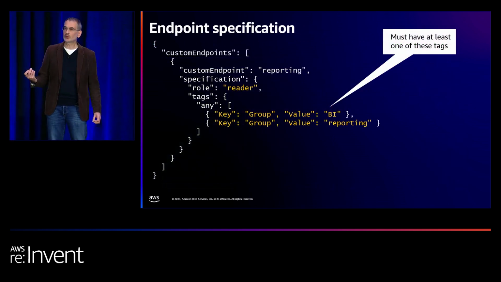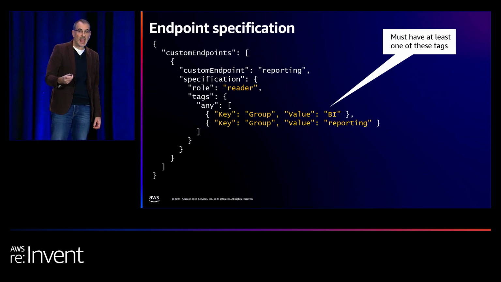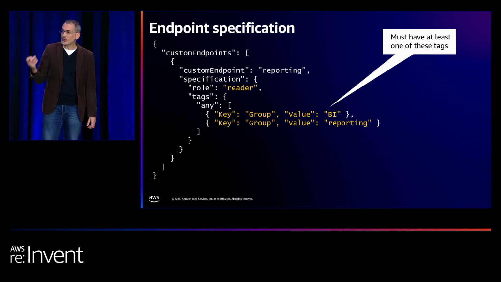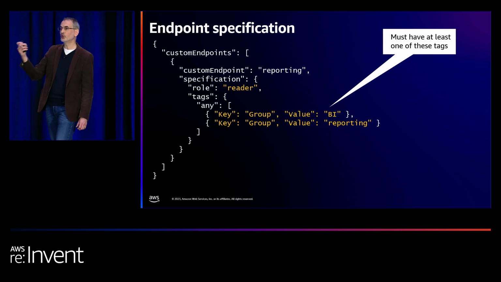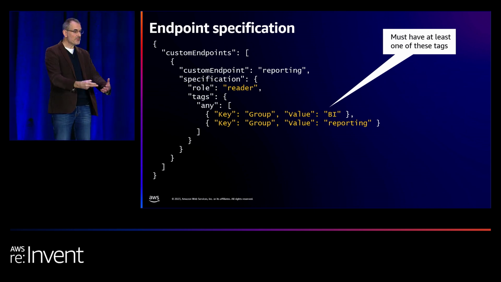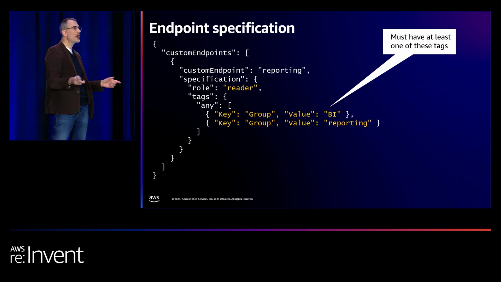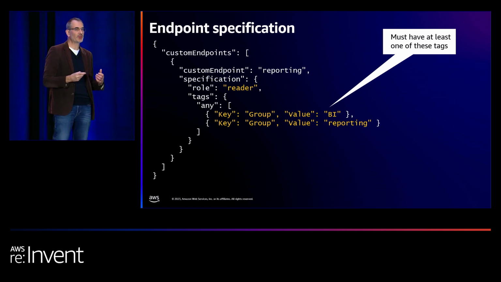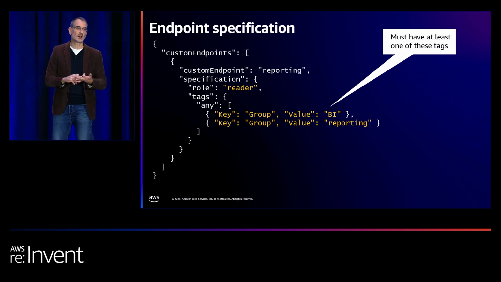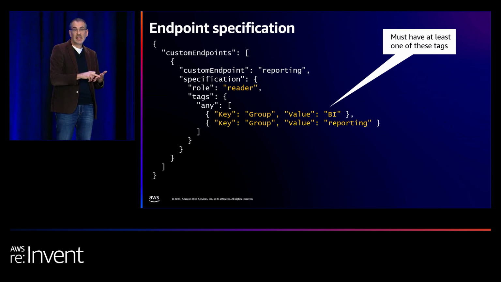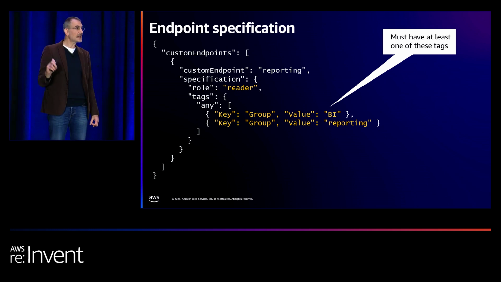So here's an example specification. This is saying that any instance that is in the role of reader and that is tagged either BI or reporting is a member of this particular custom endpoint. Now, there are lots of different ways in which you can specify the membership set. You can use things such as availability zones, instance types, instance sizes, the names of particular instances. But I think the most powerful way of using it is using tags.